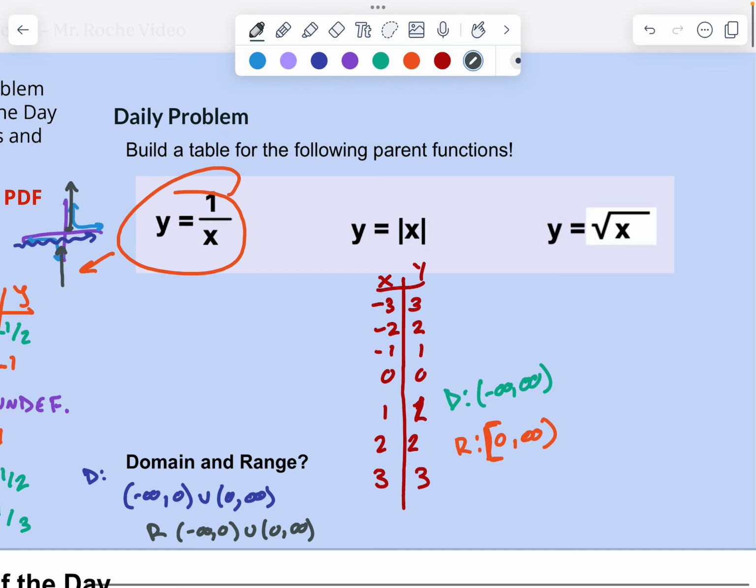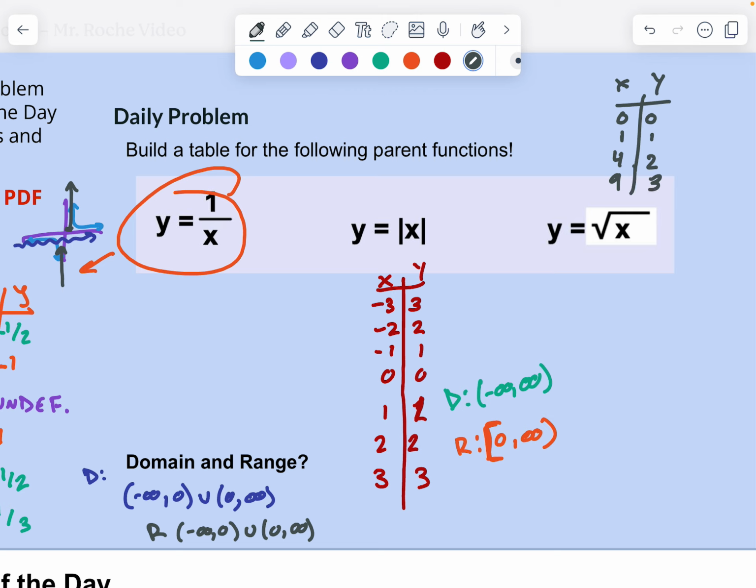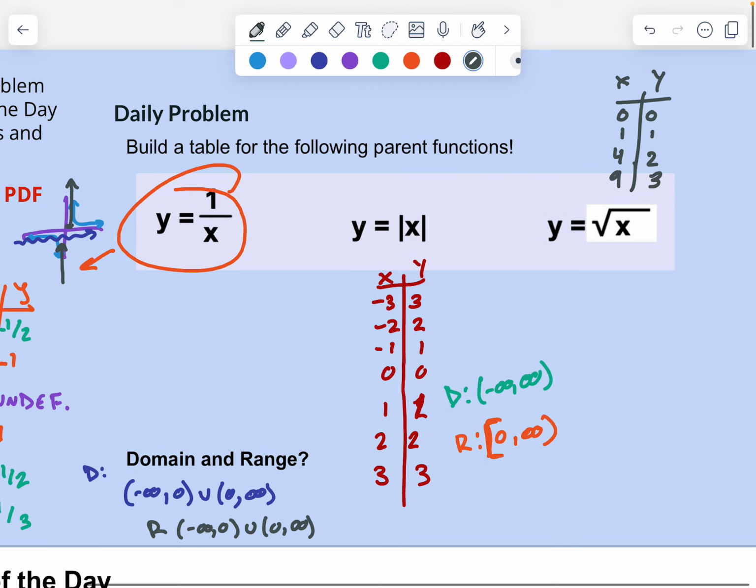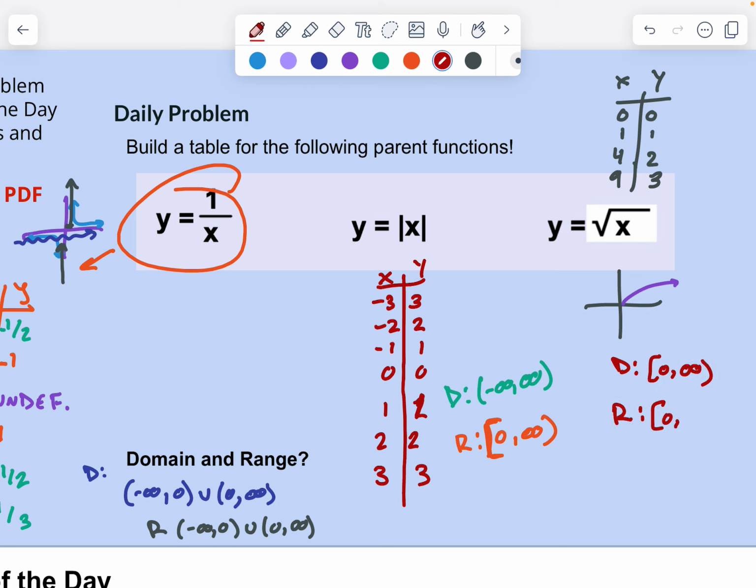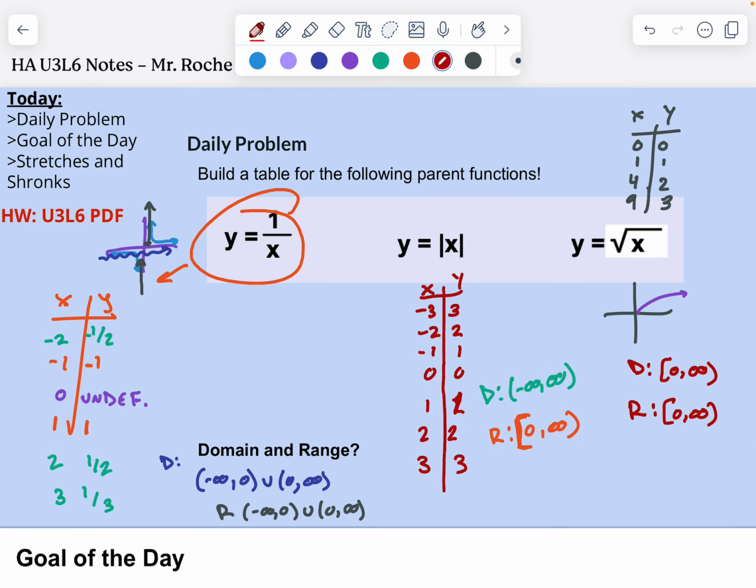Last but not least is our square root function. For our table, we're going to be strategic and pick out our perfect squares. I could plug in 0 for x, 1 for x, 4 for x, 9. Other than that, it's all going to be irrational decimals that I don't want to deal with, or I'm just going to run out of space. Most likely don't have room for 16. This one, as a sketch of the graph, would look like that. Our domain, 0 to infinity, and our range is the exact same, 0 to infinity. There's your daily problem. Quick warm-up with graphing before we go on.